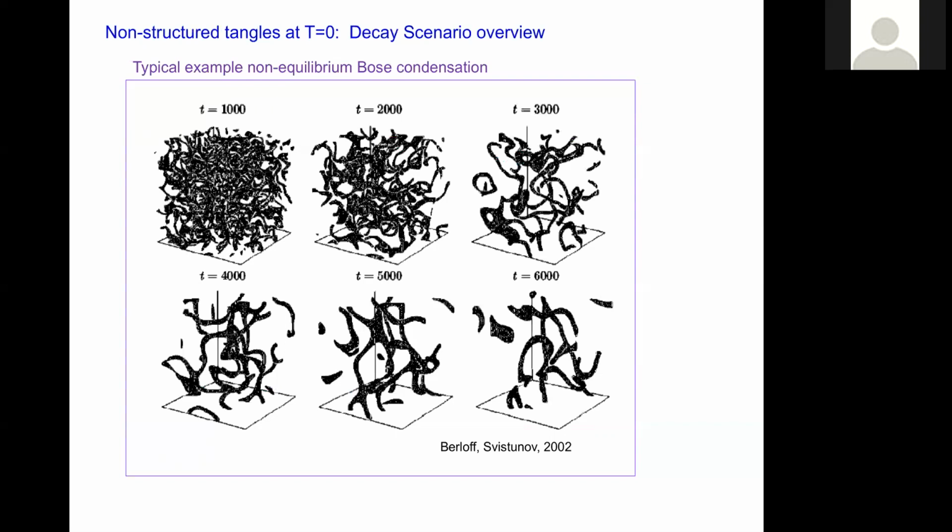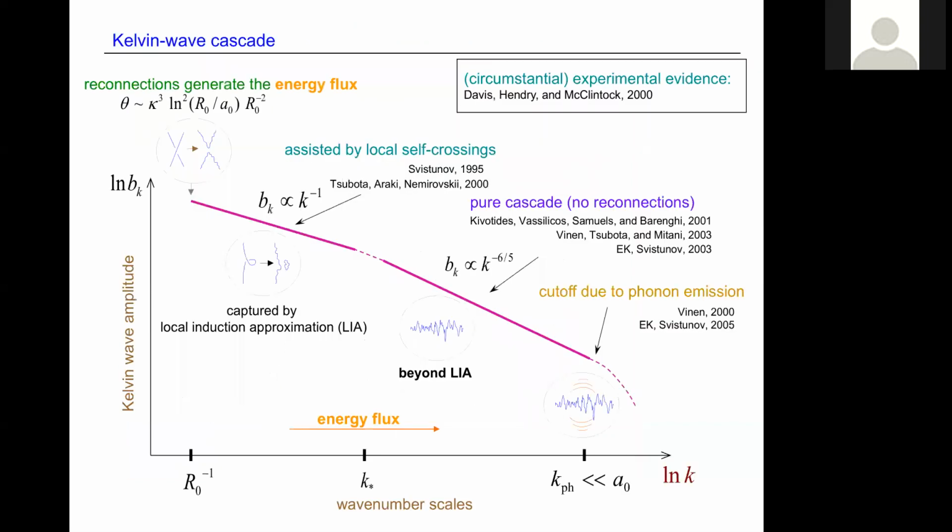Now, it is a somewhat simpler decay scenario than in the quasi-classical tangles, but it has some general features that will be common. So we'll start with this. This is an overview of how, in this case, the tangle decays. So this is the Kelvin wave. Again, there's no structure of vortex tangles at large length scale, so it makes no sense to speak about the kinetic energy spectrum in this case. We describe the system purely in terms of Kelvin wave amplitude versus wave number.